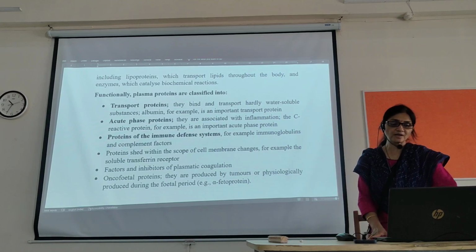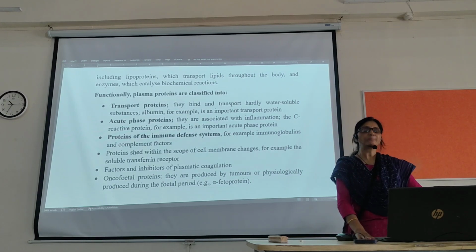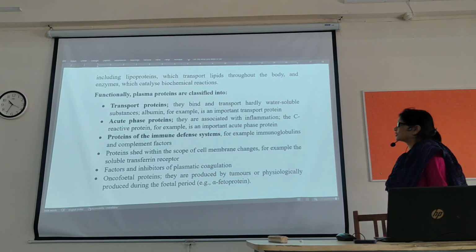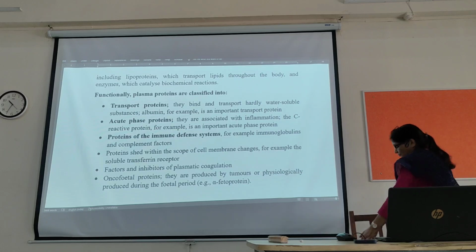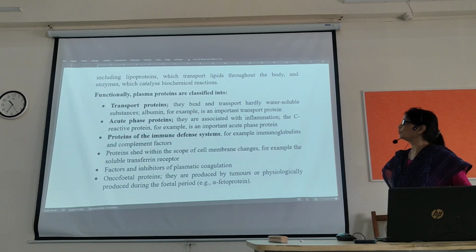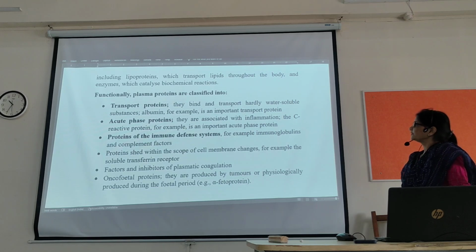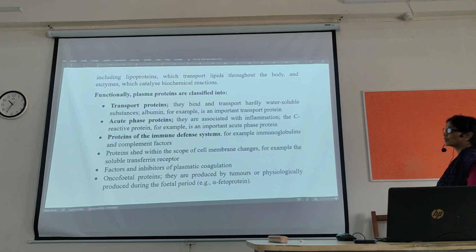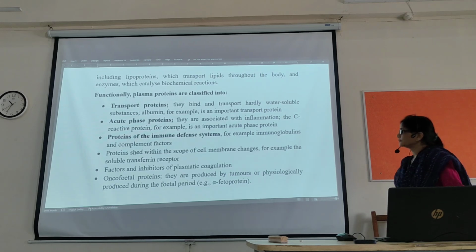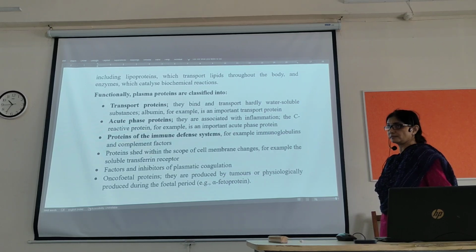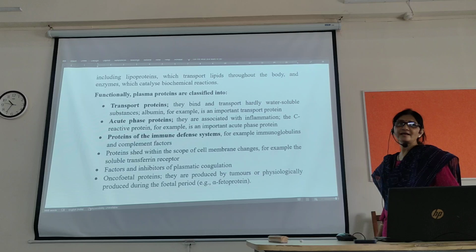As per the functions of these proteins, plasma proteins are classified into different types. Those are transport proteins. These transport proteins bind and transport hardly water soluble substances, for example albumin, which transports substances throughout the blood. Then acute phase proteins are there. They are associated with inflammation. The C-reactive protein. Have you heard of this?